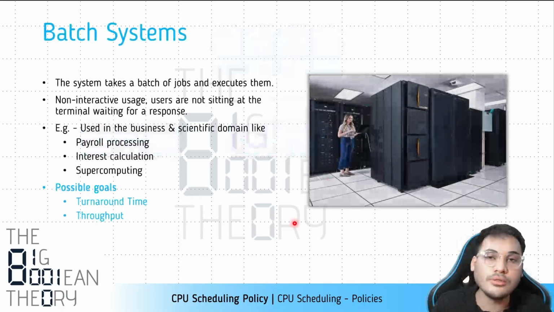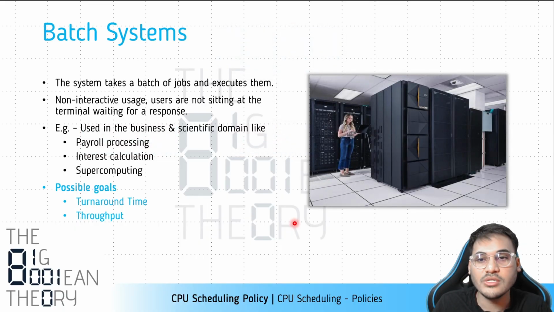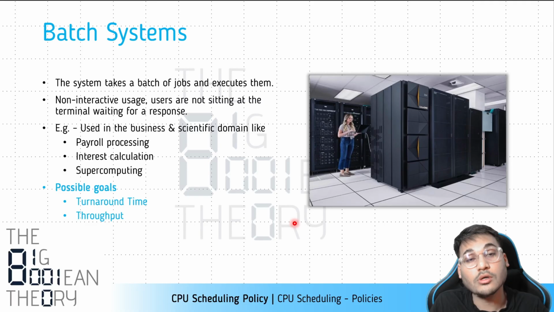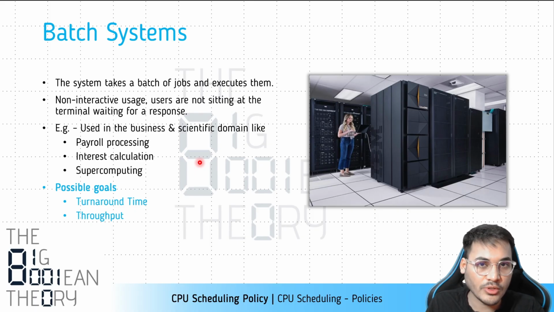Now I'm going to talk about the different computing environments one by one, and the different goals that exist for each of these environments. First of all, let's start with batch systems. In the early days of computing, computers worked in this way, that is, they were batch systems. In a batch system, the user submits a batch of jobs, and this batch processing computer executes them one by one.